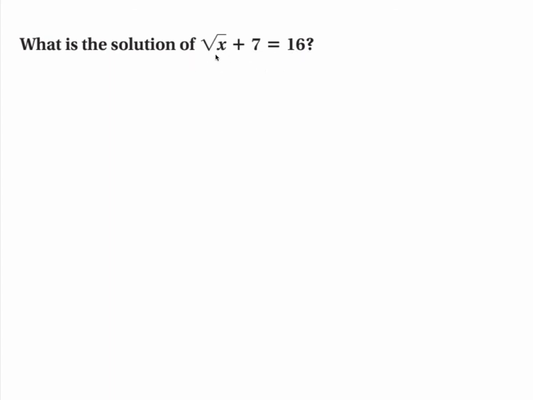Well, the first step in all of these is to isolate that radical. So I'm going to subtract 7 from both sides. So the square root of x is equal to 9. Now to get rid of this radical, you need to square both sides.